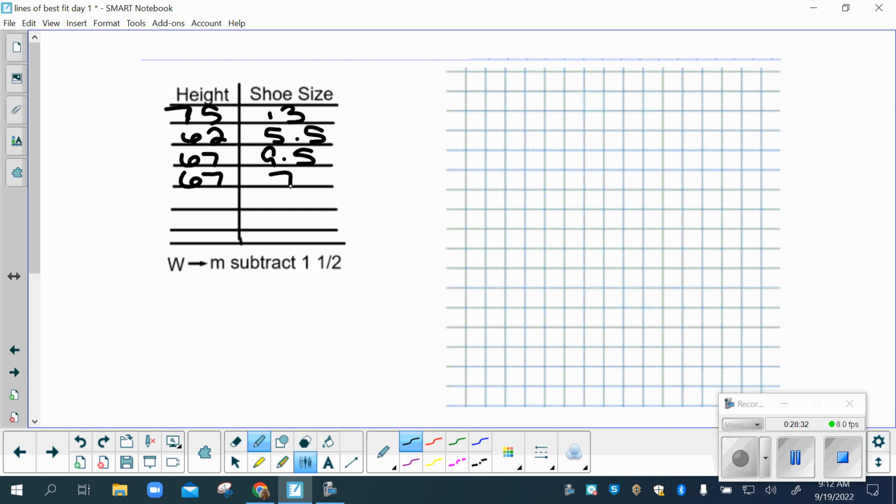And let's do one more. Max, let's go with you. How tall are you? 72. Nice. And what size shoe? 13. Nice, interesting. Okay, can you do me a favor? Can you go ahead and graph that? And let's see if we have a correlation.